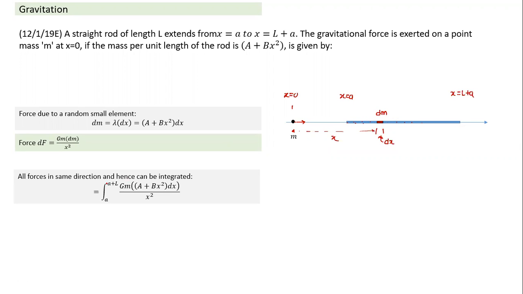What would be my limits here? This is the closest piece, this is one end, and this is the farthest piece. x is varying from a to L plus a. So the limits of integration will be from a to a plus L, with G M, and we substitute this value. It's a simple integration, and we can find the force this rod will exert on the point mass. This is a basic application of the integration process. Right, so we'll stop here and we'll continue.